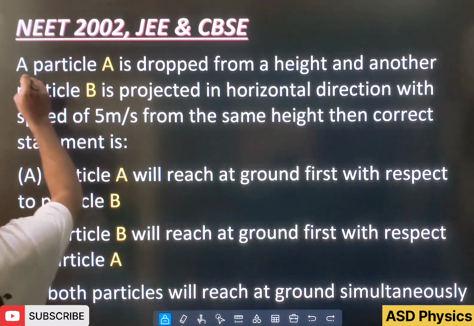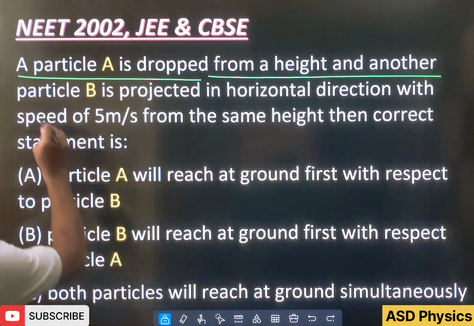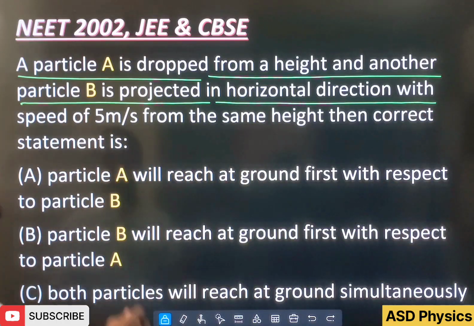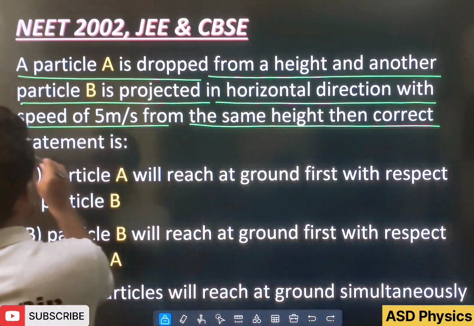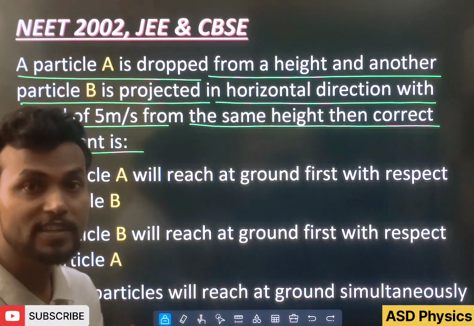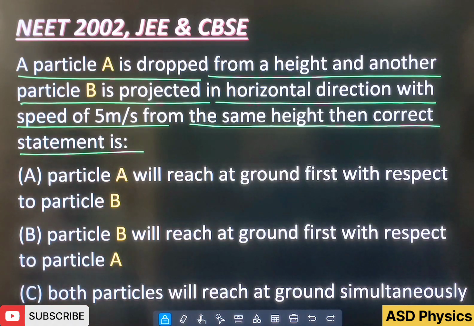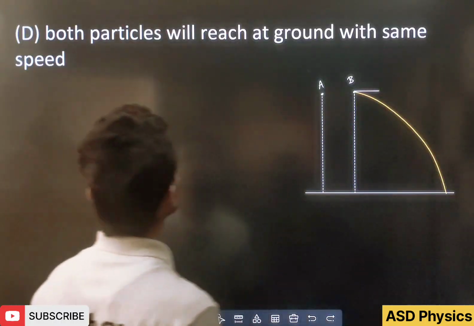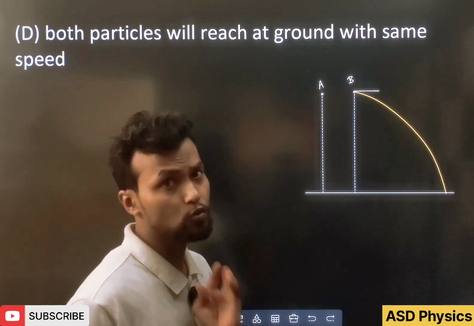The question is: a particle A is dropped from a height and another particle B is projected in horizontal direction with a speed of 5 meters per second from the same height. Then the correct statement is what? What kind of statements are available? You can say particle A will reach the ground first before B, or particle B will reach the ground first with respect to particle A, both particles will reach the ground simultaneously, or both particles will reach the ground with the same speed. Okay, so here I have taken the two situations.